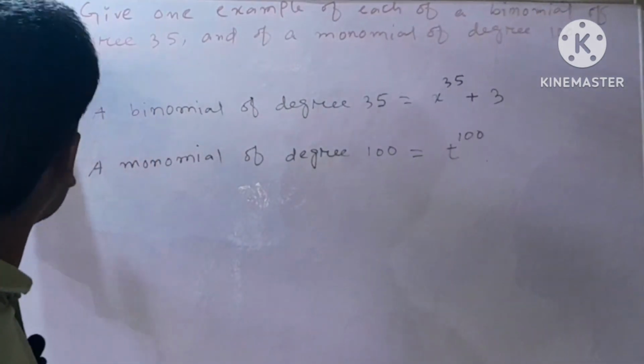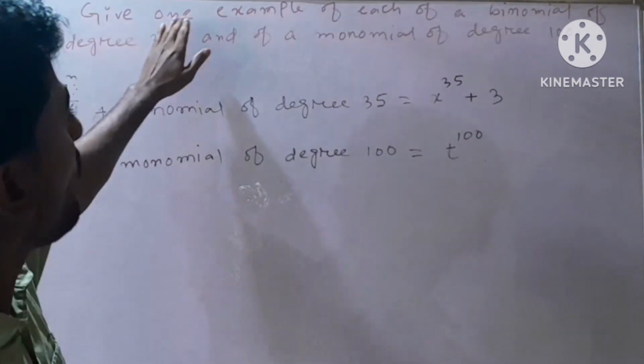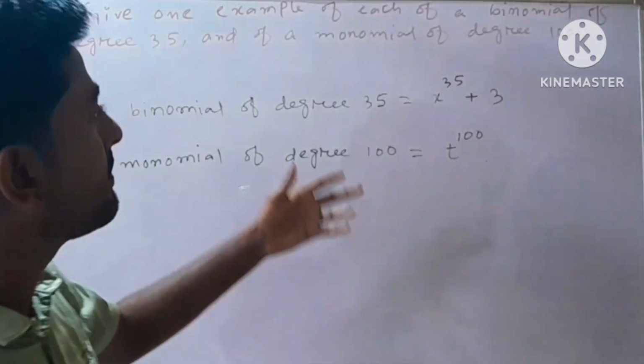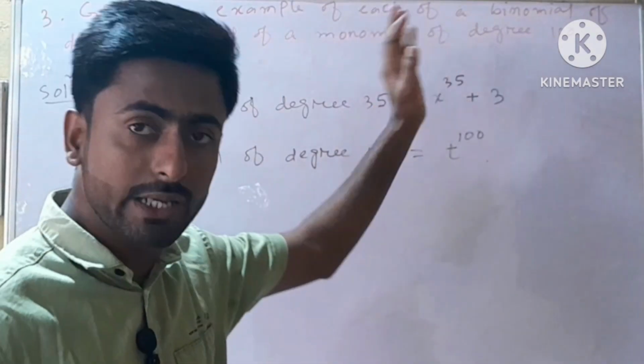Students, our next question is number 3. Here the question says that give one example each of a binomial of degree 35 and of a monomial of degree 100.